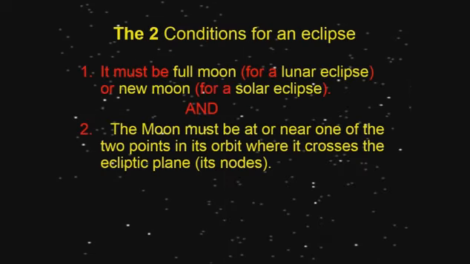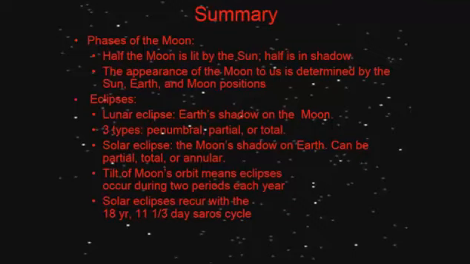So there are two conditions for an eclipse. It's got to be a full moon for a lunar eclipse or a new moon for a solar eclipse, and the moon must be at or near one of the 2 points in its orbit where it crosses the ecliptic plane. Those are called nodes. So those are the splashes if we were looking at this in terms of, say, a pond. Remember that.